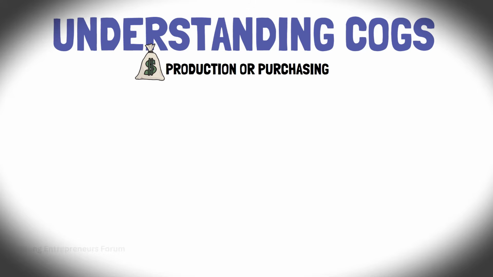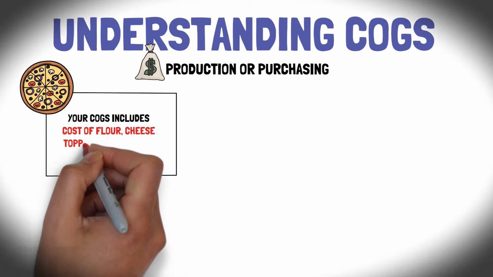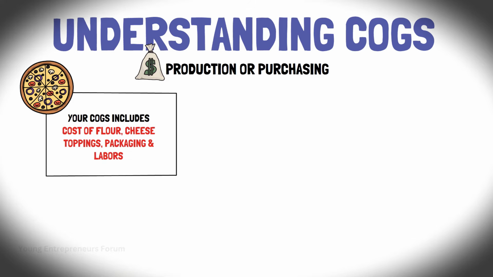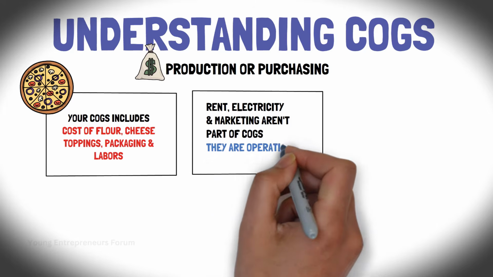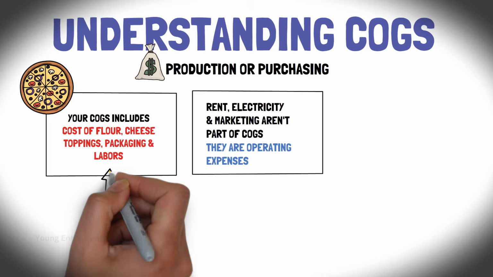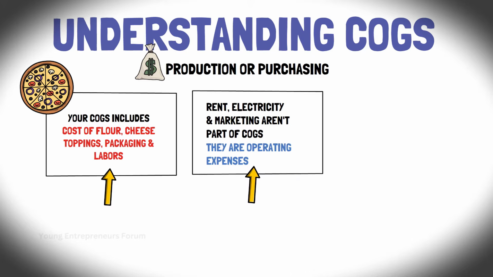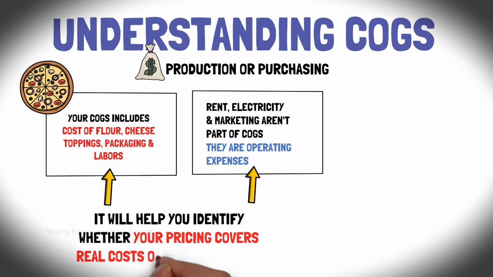Think of it like this. If you sell a pizza, your cost of goods sold includes the cost of flour, cheese, toppings, packaging, and labor directly involved in making it. But rent, electricity, and marketing aren't part of cost of goods sold. They're operating expenses. By separating these, you can measure how efficiently your products are made or sourced. This clarity helps you identify whether your pricing covers real costs or if you're unknowingly selling at a loss.